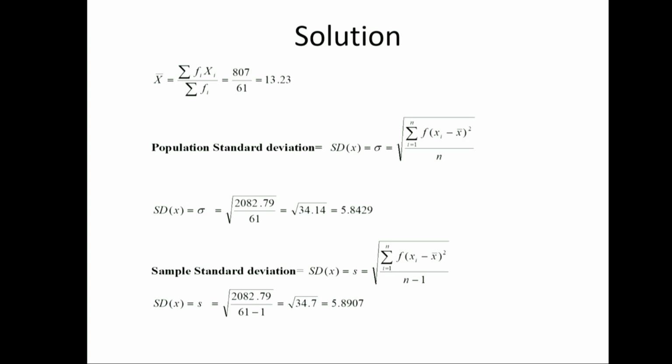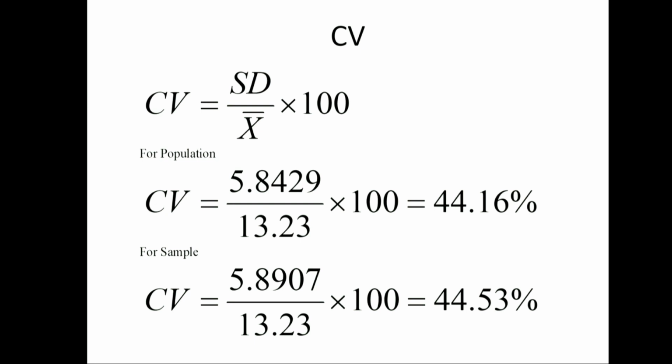So from here now we can come up with that of the sample also. The standard deviation for the sample is 5.8907. So the next thing now, we want to look at the coefficients of variation for both the population and that of the sample. So this is the coefficient of variation now: SD divided by S bar multiplied by 100. For the population, the standard deviation is 5.8429, divided by the mean, which is 13.23, multiplied by 100. That will give us 44.16%.